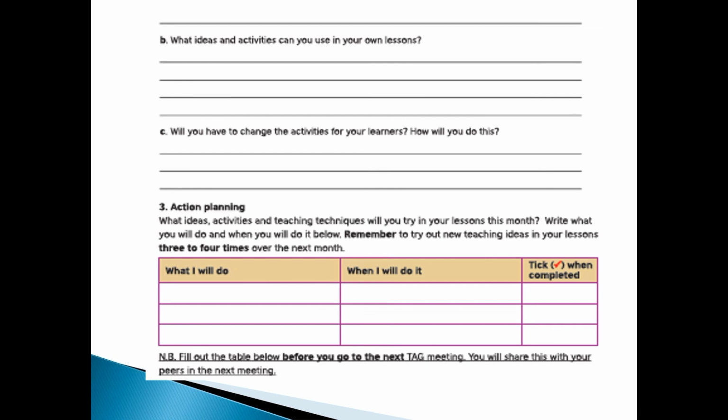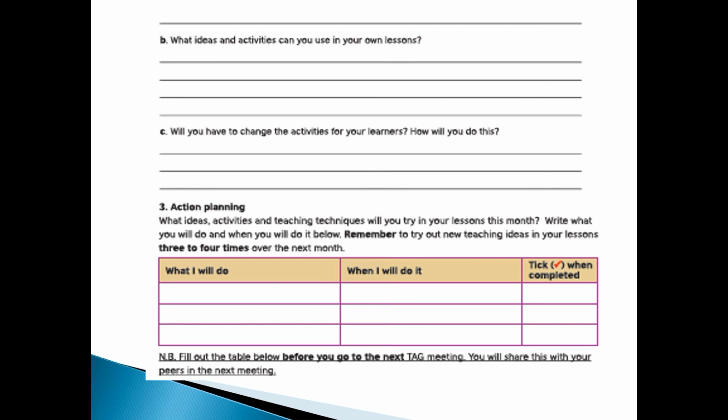And next, important, is action planning. What ideas, activities, and teaching techniques will you try in your lesson this month? So here they are making a plan of how they will implement in their classroom whatever they learned. Approximately, they are planning, and after this tag meeting, they are going to conduct this activity in their own classroom. So write what you will do and when you will do it below. Here the tag members are making a plan of how they will conduct this activity, when they will conduct this activity, and if they are making some changes.